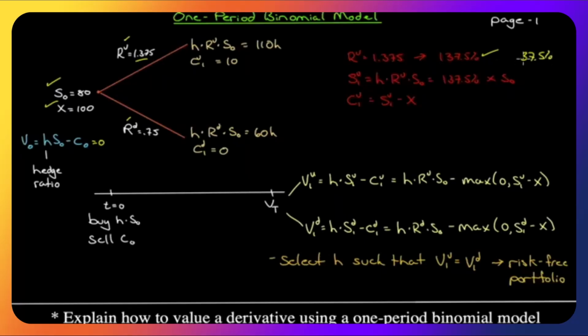So we know that 1 plus R multiplied by the 80 will get us to 110. And 0.75 means it's going to drop 25%. So if we multiply 80 by 0.75, you'll get 60. That's a negative 25% return.